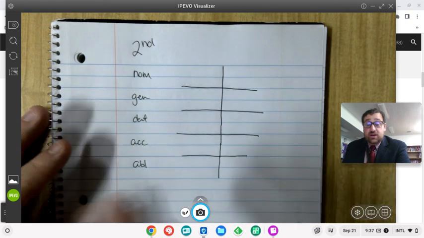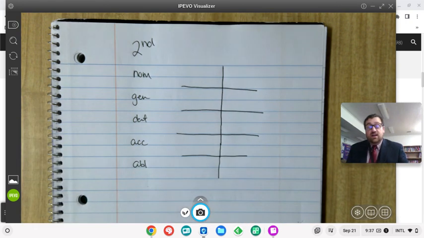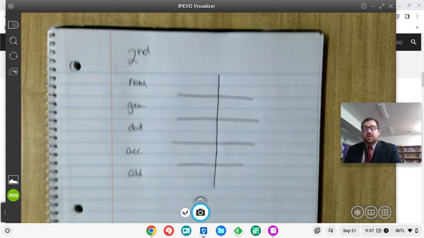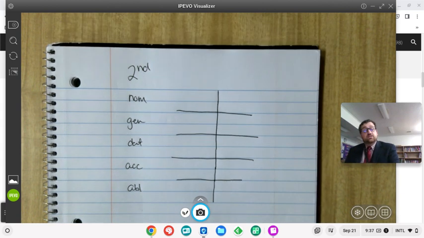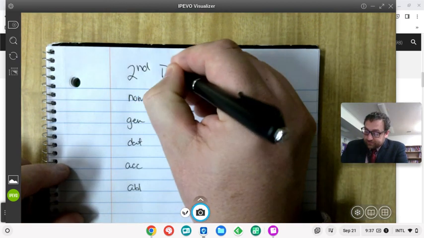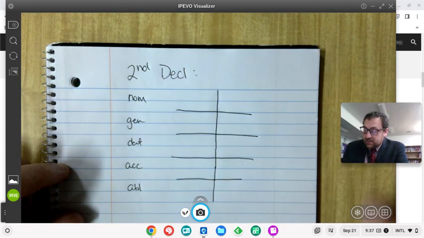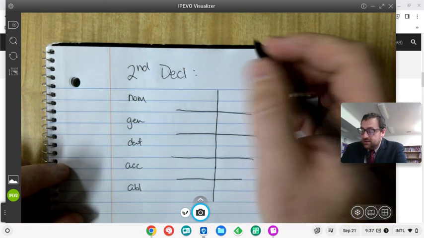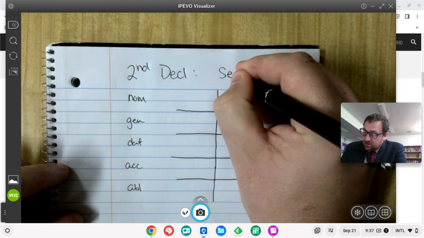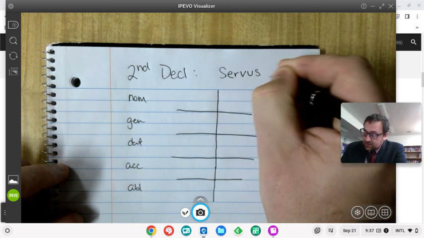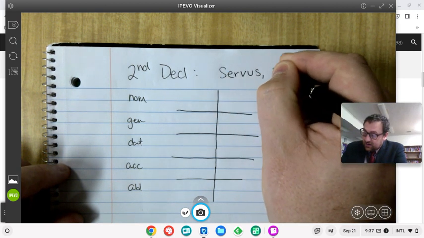In the first declension, you had a model word. The word was terra. It was the word that you declined on your quiz. Other words that belong to the first declension declined like terra. Well, you're going to have a model word for the second declension and also learn some other words that decline like this word. In the second declension, your model word is servus, servi.